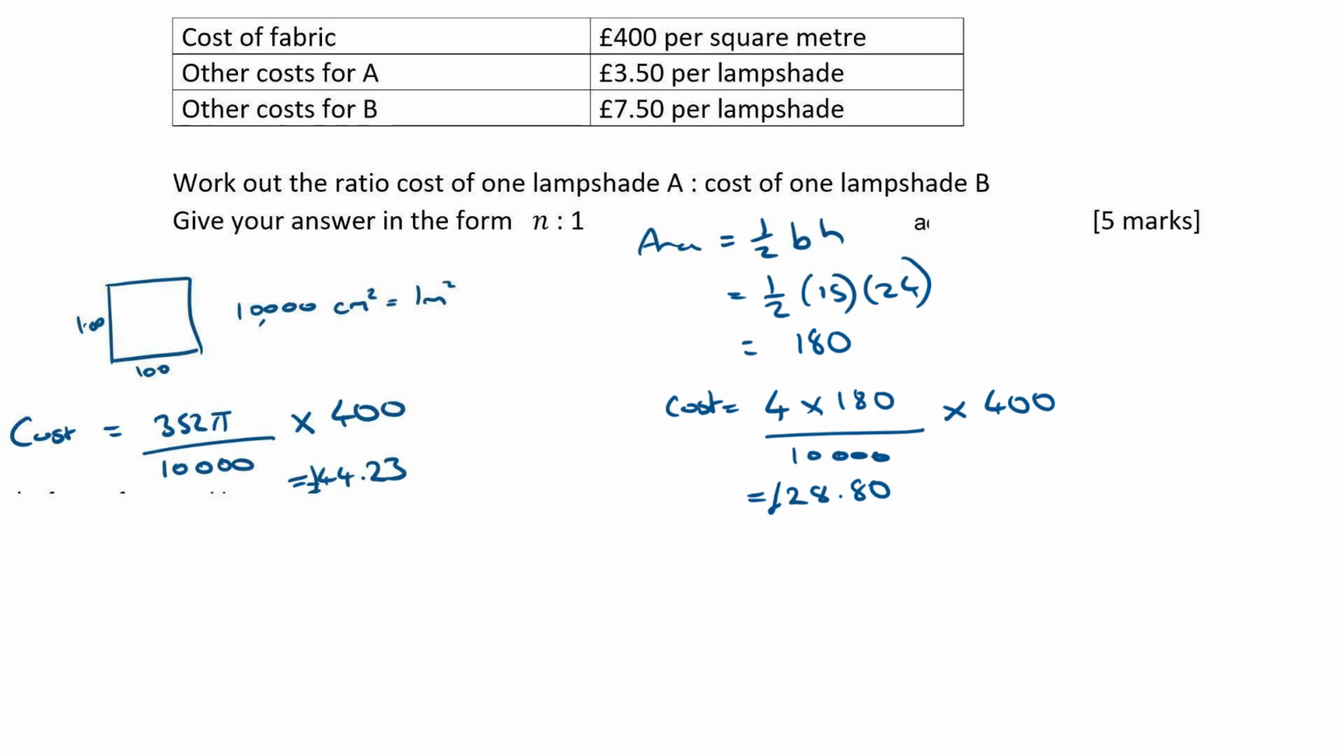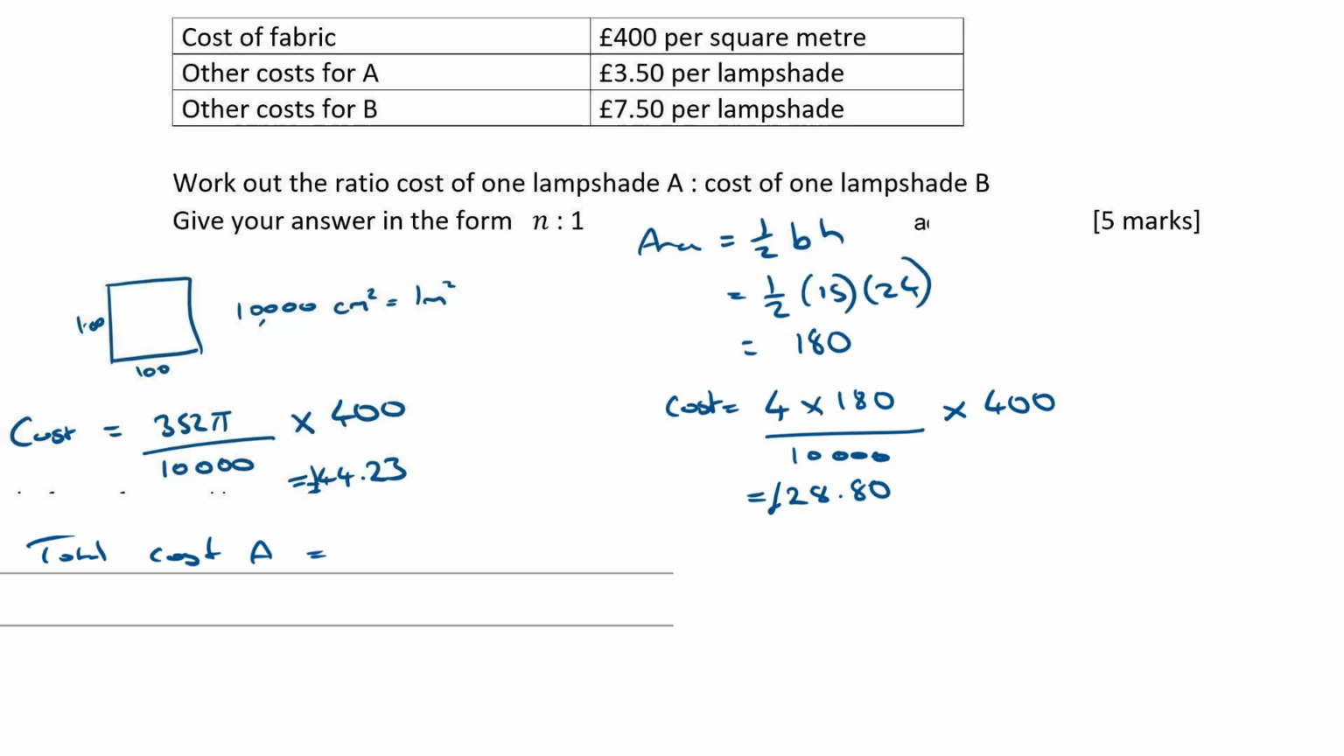So let's find what the final price was then. So coming down here, other costs, so the total cost for A is going to be my £44.23 plus my other costs of £3.50, which comes to £47.73.